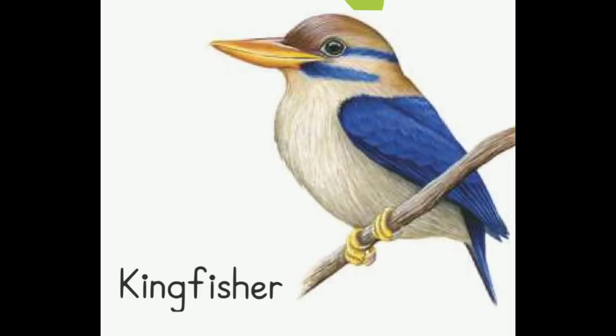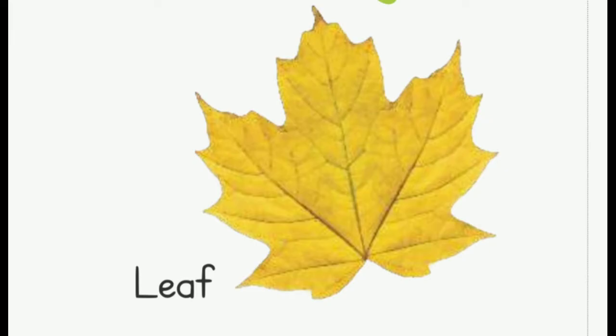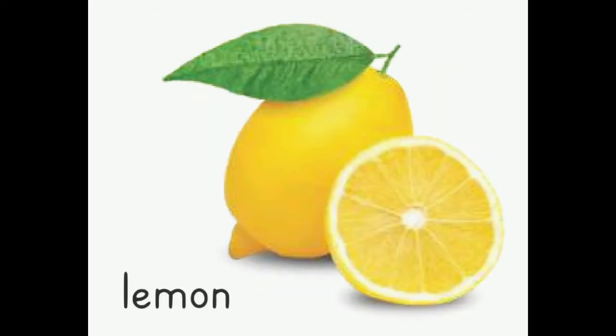Alphabet K, capital K, small k. K says K. K for kingfisher. K for kiwi. Alphabet L, capital L, small l. L says L. L for leaf. L for lemon.